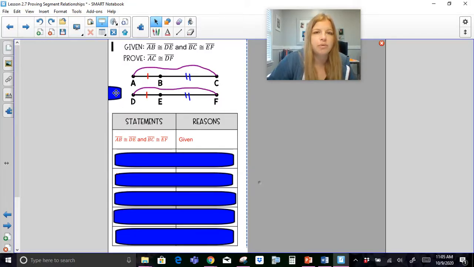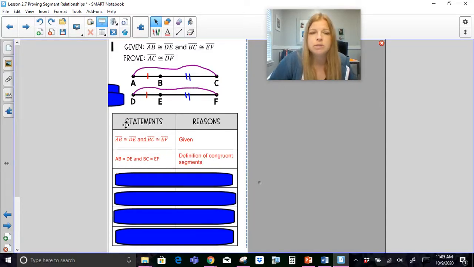First, we always start out with our given statement. So exactly what we are told, the reason is given. We know this. It's the easiest part of the proof. Now, what we know is that every time we've talked about segments being congruent, we've also then talked about their measures being equal. So AB is equal to DE and BC is equal to EF. That's your definition of congruent segments.